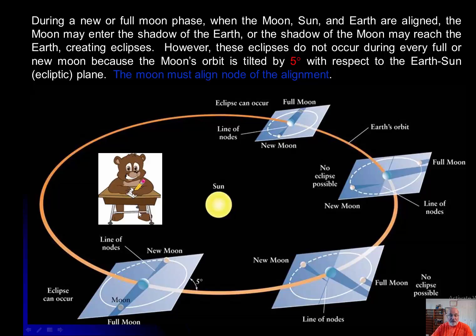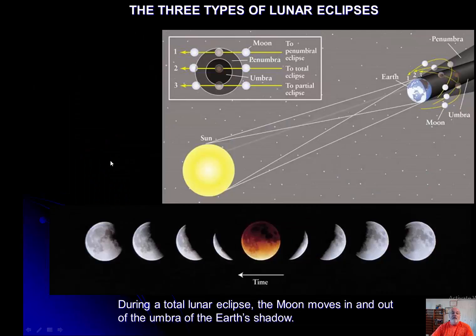And here's another picture I'd like you to draw. And again, that's that 5 degree tilt with respect to the Earth-Sun ecliptic plane. Three types of lunar eclipses. We can have the moon move right smack through the middle, and we call that a total eclipse because it reaches the umbra. We can just touch the umbra, and we call that a partial eclipse, or the moon can move through the penumbra, which we call a penumbral eclipse.